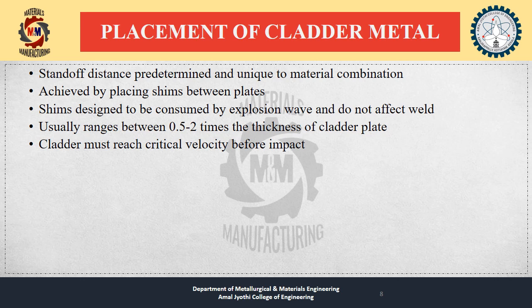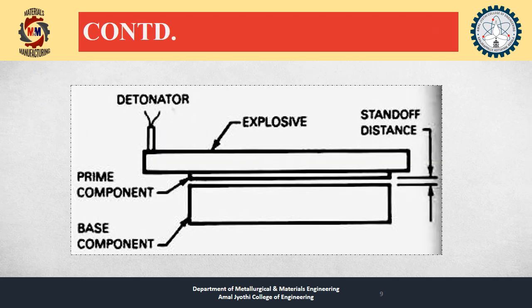So next is the placement of the cladder plate. So the standoff distance, that is the distance between the cladder plate and the base plate, is predetermined, and it is unique to the material combination, which is achieved by placing shims between the plates. The shims are designed to be consumed by the explosion wave, so the shims do not affect the welding. And the shims usually range between 0.5 to 2 times the thickness of the cladder plate, and the cladder must reach critical velocity before the impact.